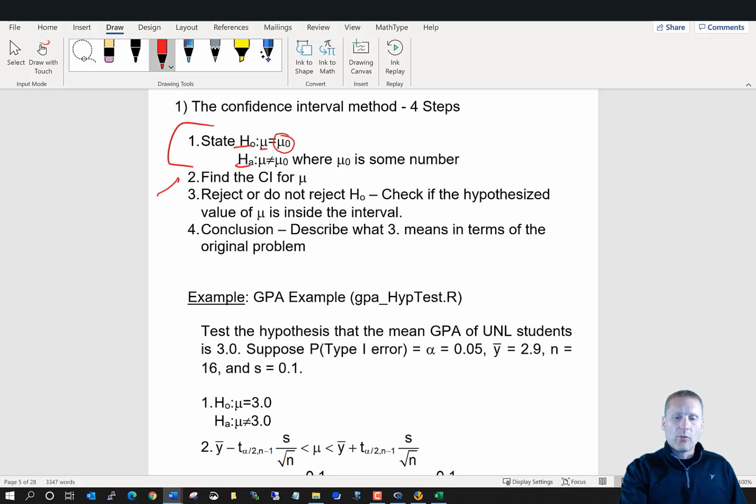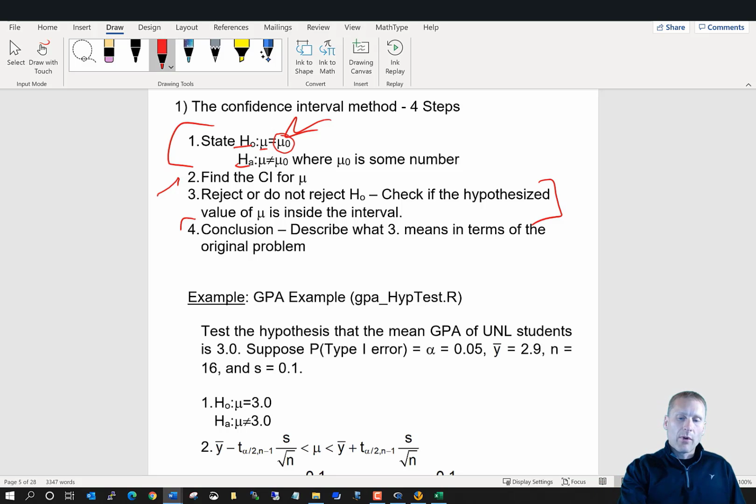Then step 2, we find our confidence interval. Step 3, we make a decision, do we reject or don't reject H0? And simply, how do we do that? We check: is the hypothesized value inside the interval? If it's inside the interval, don't reject H0. If it's outside the interval, reject H0.